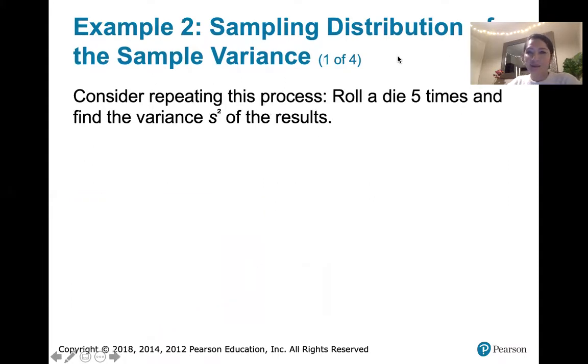Now, in this example, we're thinking about that process of rolling a die 5 times and then finding the variance of the results. Now, the way Mr. Triola does it is different from the way that we just worked out that last example. I'm going to share my paper with you again so that we can discuss this and so that I can show you some calculations.